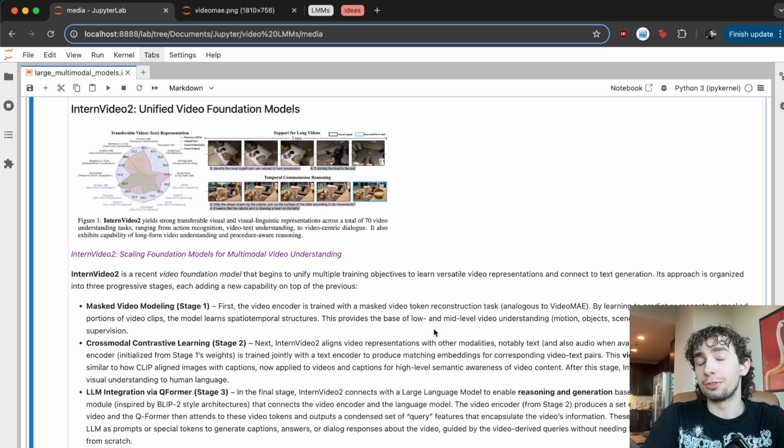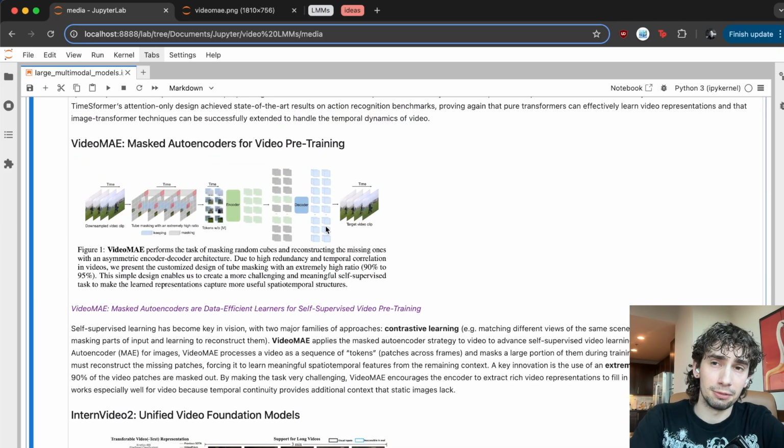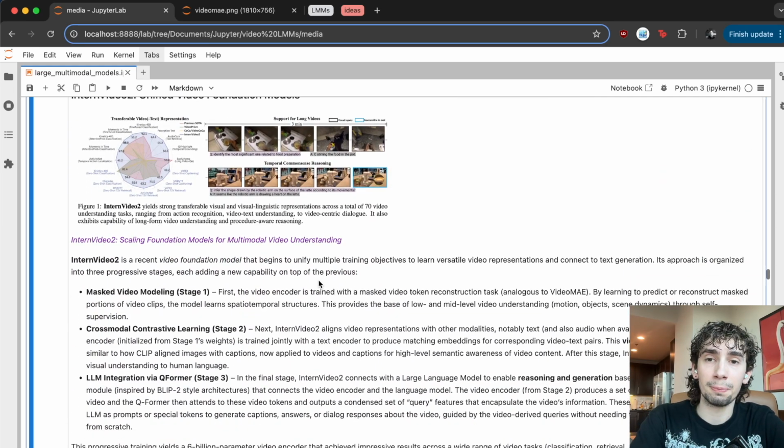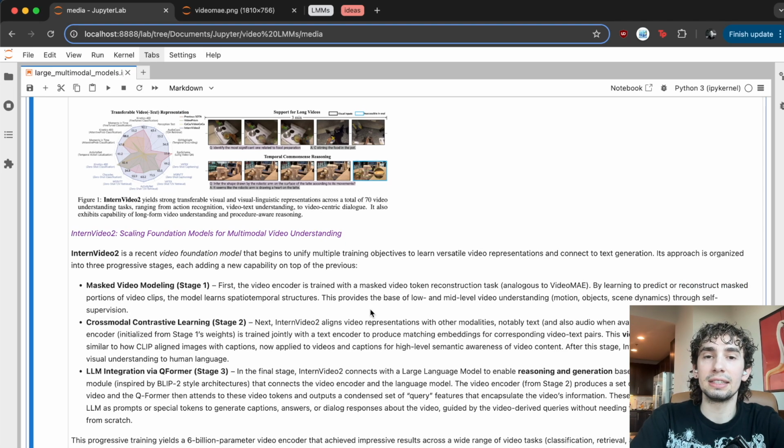The training of InternVideo2 follows some very interesting techniques, cleverly combining a lot of the things that we've went over. The first stage is the masked video modeling, so similar to what we saw with the VideoMAE just now, is that the video encoder is initially trained using this masked video token reconstruction task. This is where it starts to do that prediction and use self-supervision to create the low and mid-level video understanding.